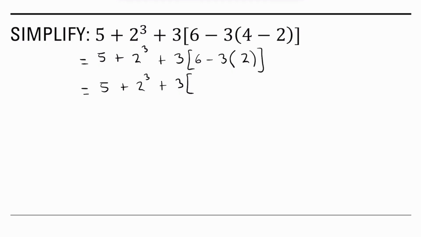And so now, what do we do? Do we do 6 minus 3? No, we've got to look and we've got to do our multiplication and division first. And so we've got 6 minus 3 times 2. And so we've got 6 minus 6.